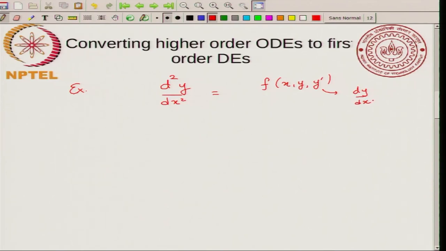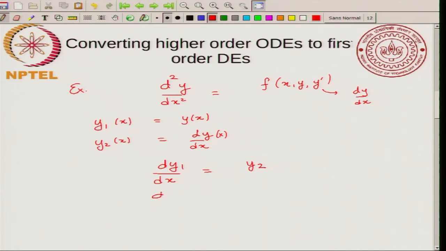Okay. So suppose you have a second order differential equation. Now you can say, let y1 of x equal y of x, and let y2 of x equal dy by dx. It is a function of x. Okay. So suppose you use this substitution. Then your system of equations becomes, since y2 is dy by dx, I can write this equation in the following form. So dy1 by dx is equal to y2.